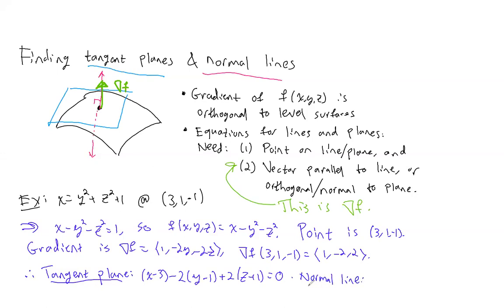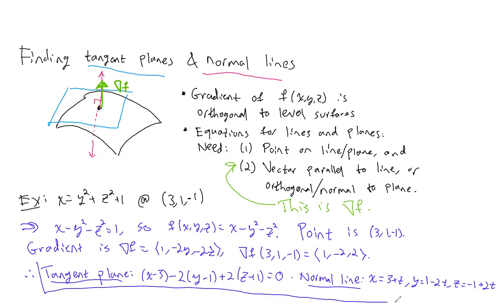The normal line has parametric equations: x equals 3 plus t, y equals 1 minus 2t, z equals negative 1 plus 2t. That's about it. That's really almost all there is to it.